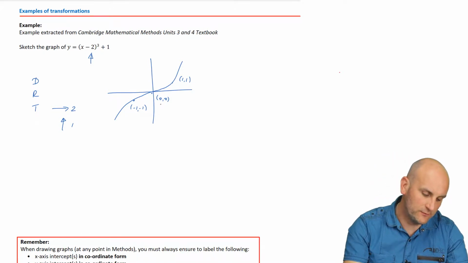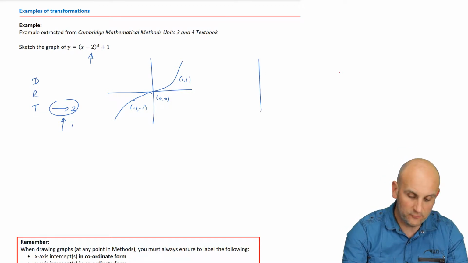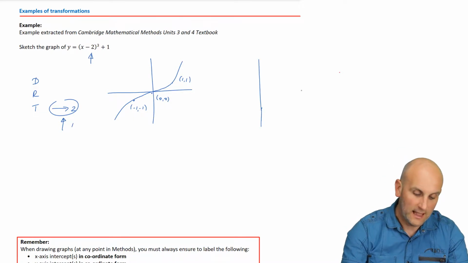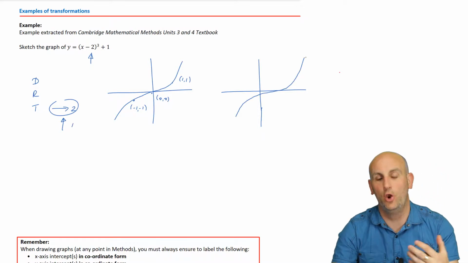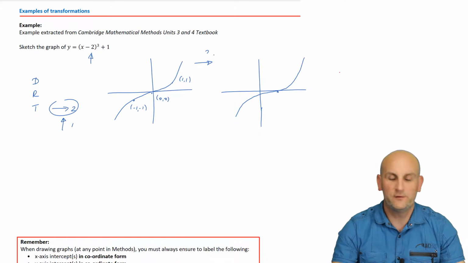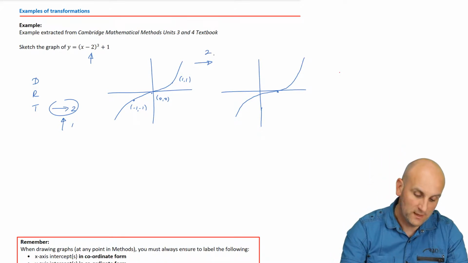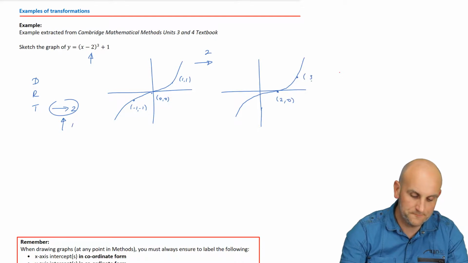So the first thing I'm going to do is just a translation of 2 units to the right. So again, I'm now going to draw my axes, and I'm going to draw my graph that's actually going to do something like that. Now obviously I've got to make sure it looks roughly the same, but what I notice is that all of my points are going to have an x value that's going to increase by 2. So this point here is going to be the easiest to do, which is (2, 0). This point here is going to become (3, 1).